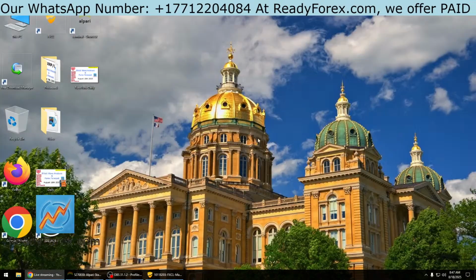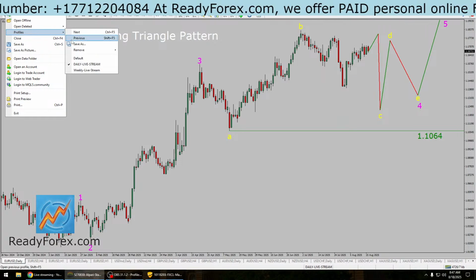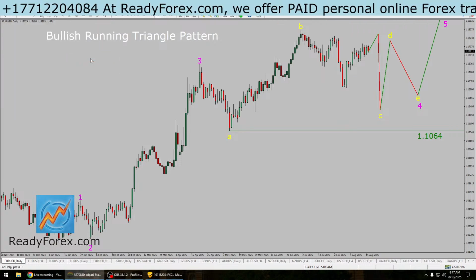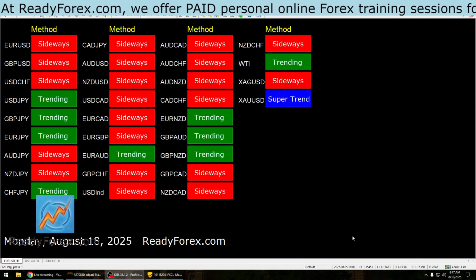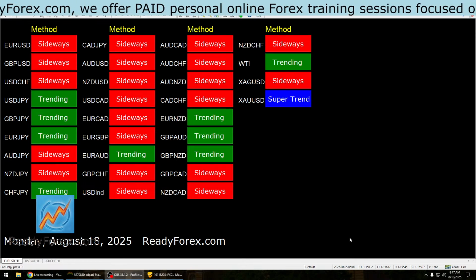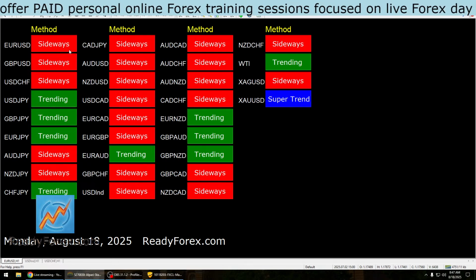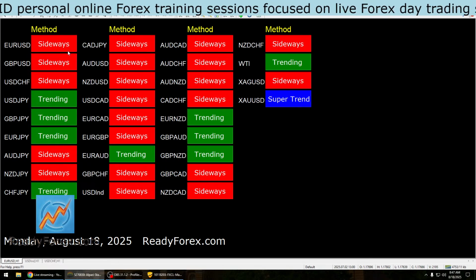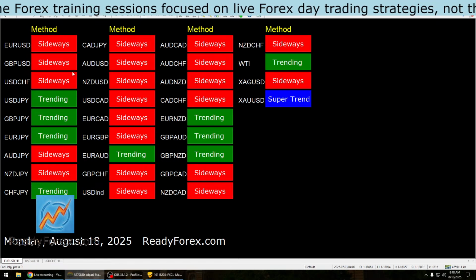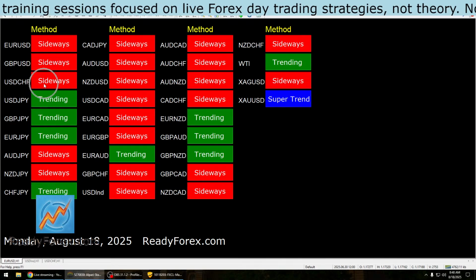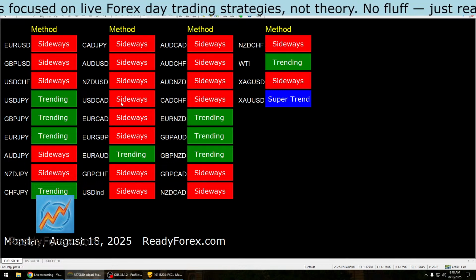Okay, let us take a look at some price charts and see what's going on. I'm going to first take a quick look at my radar screen indicator. Right now the way I see it, euro dollar is sideways. GBPUSD is sideways, US dollar Swiss franc is sideways. Sideways means use a sideways trading strategy. This is what I mean.